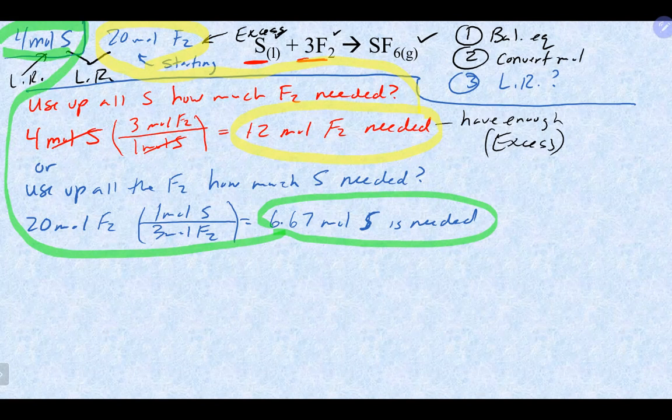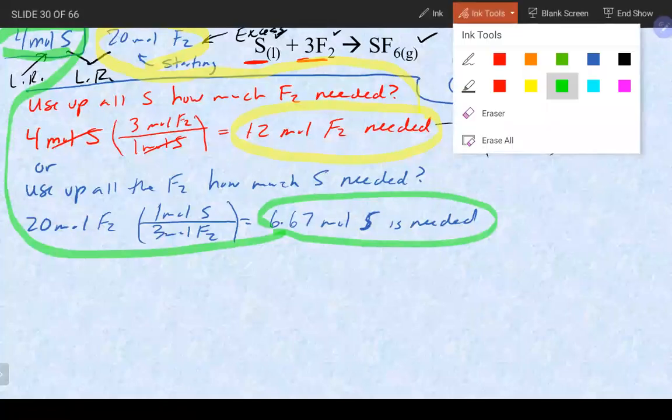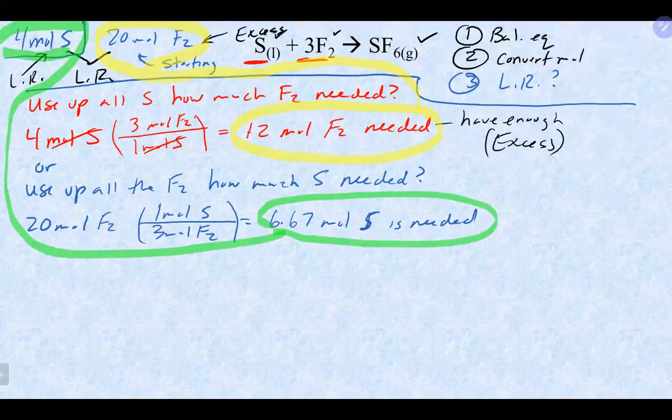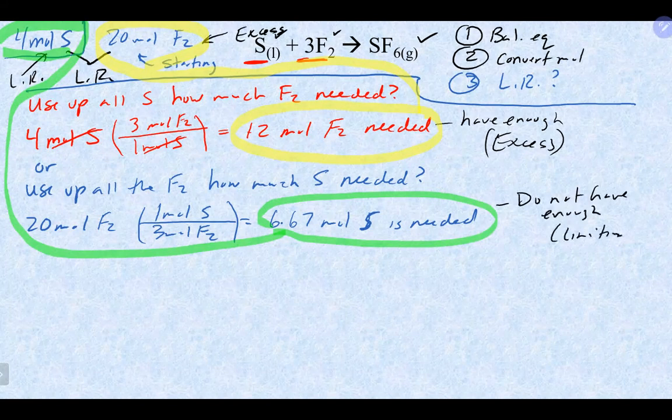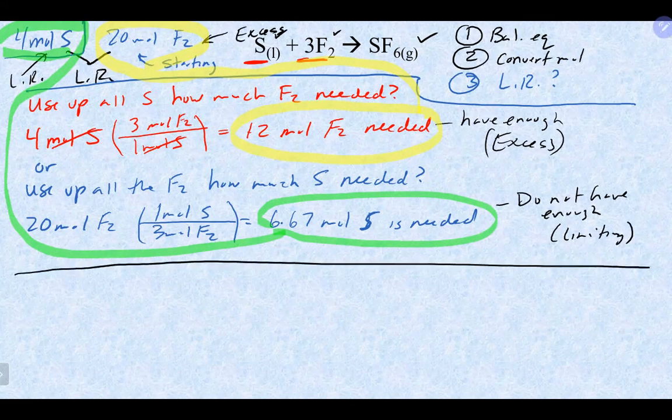Question on that there. So once again, like I said, in this particular case, if you chose this one, you do not have enough. And again, that would tell you that this is your limiting, just like our other calculation did. So somewhere along the way, you need to do some type of calculation to determine which one's the limiting reagent.